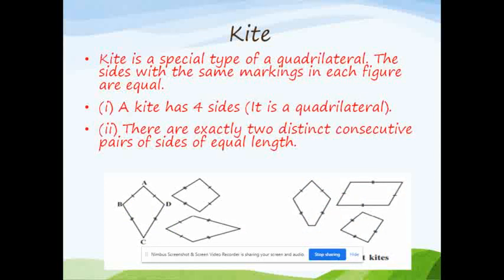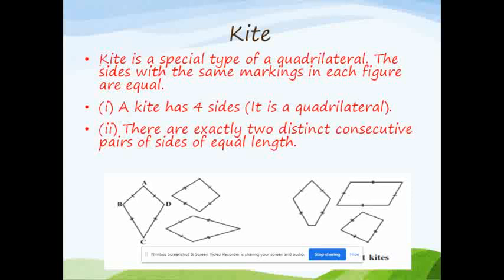Kite. I know you are very knowledgeable about the kite. Normally we use kites in some seasons, after summer. Here we are discussing the kite in mathematics. It is also a type of quadrilateral. Look here. A kite is a special type of quadrilateral.